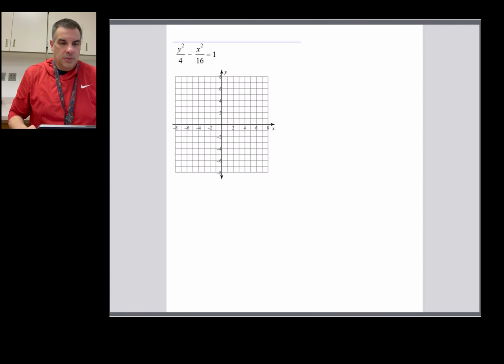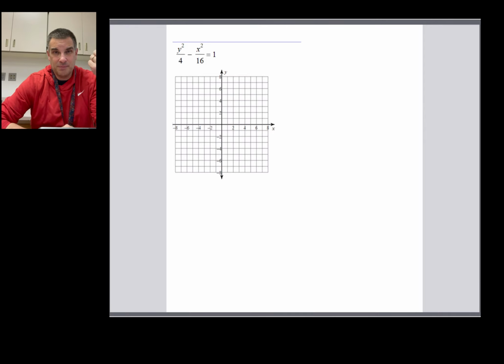All right, so this first one, we're given the equation. We're going to find the center. We're going to find the vertices, which go along the transverse axes. We're going to find the co-vertices, which go along the conjugate axes. And then we're going to find that c value at least. And we're actually going to graph this and show you how we're going to graph it.